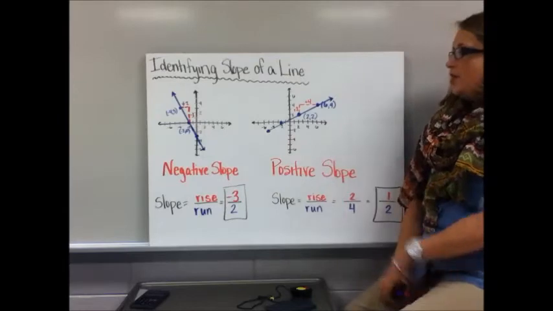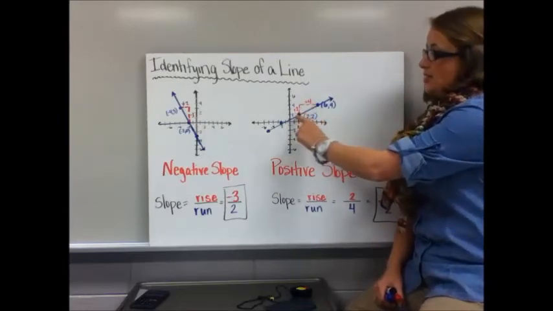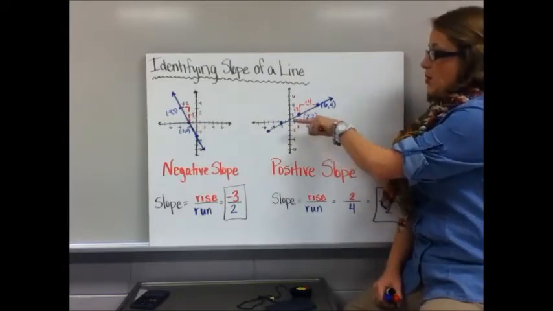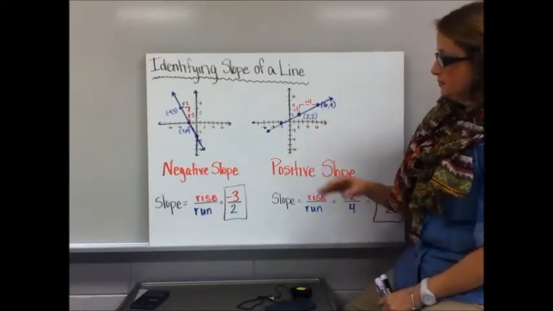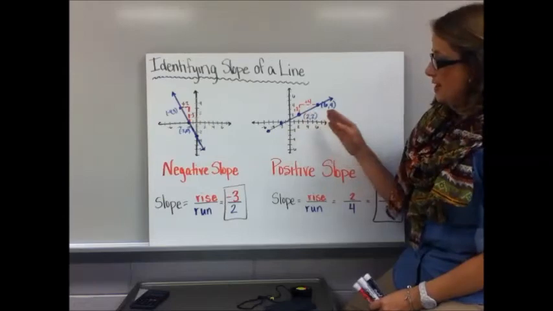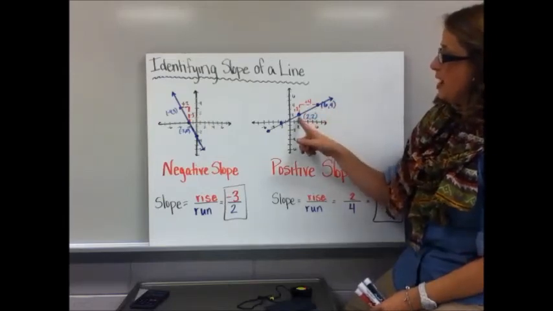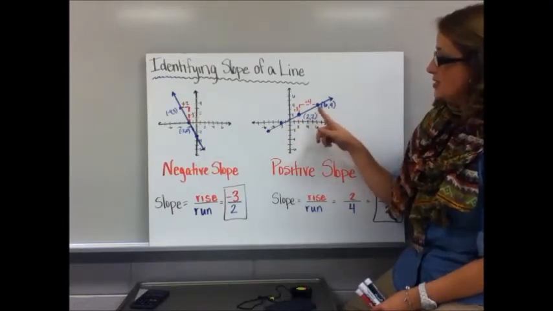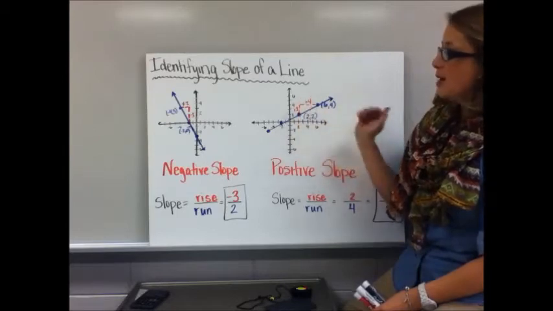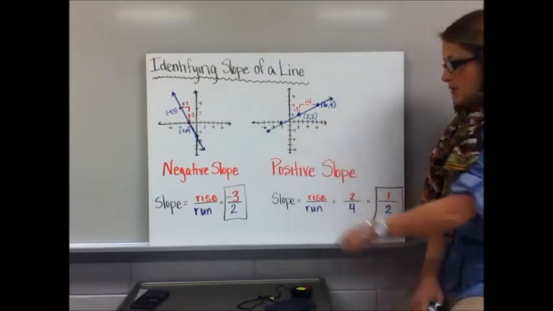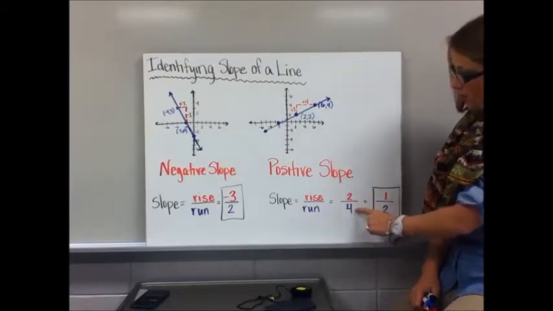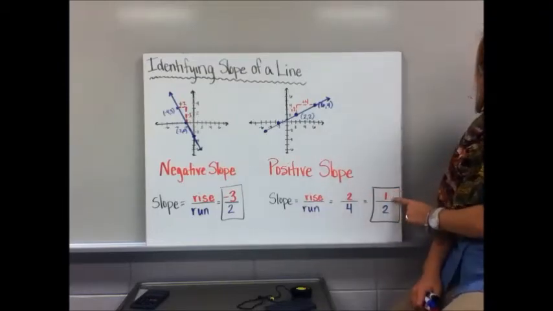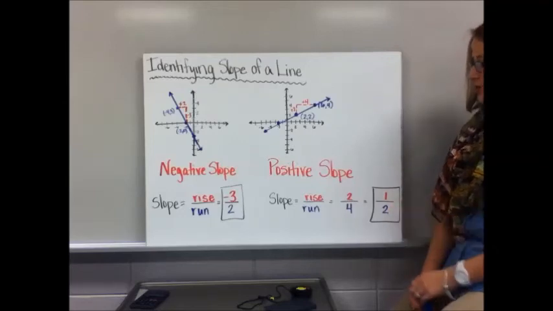For this graph, the rise is it's going up. It's going up 2 coordinates. It's going from 2 on the y-axis to 4 on the y-axis. And then for the run of it, the horizontal change, it's going from +2 to +6. So that has a run of +4. So it's rise over run. So it's like having 2 over 4, which reduces to 1 over 2.